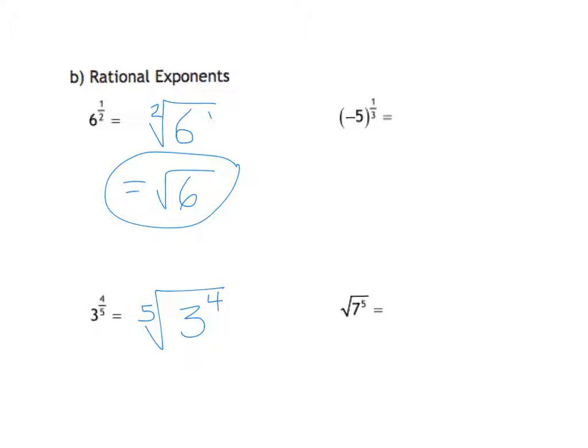This one, the -5 to the 1/3, same thing, radical sign, -5 goes inside. If it starts out in brackets, I would keep it in brackets. Usually if it has a negative number, I'll just keep it in brackets. The 1 becomes the exponent, so we're not going to show it. The 3 becomes the index. So it's the cube root of -5.